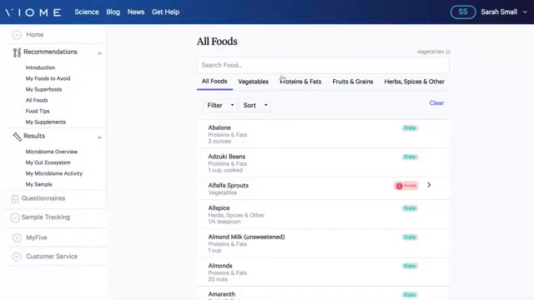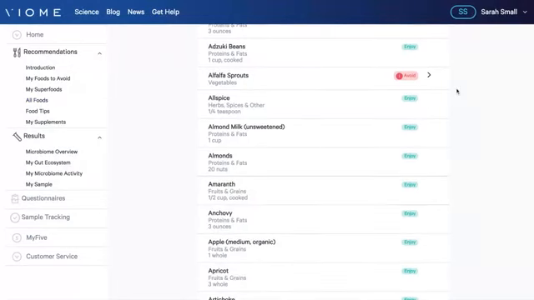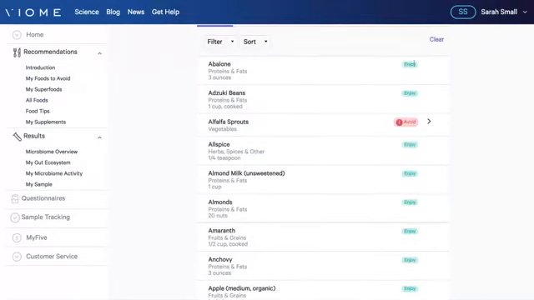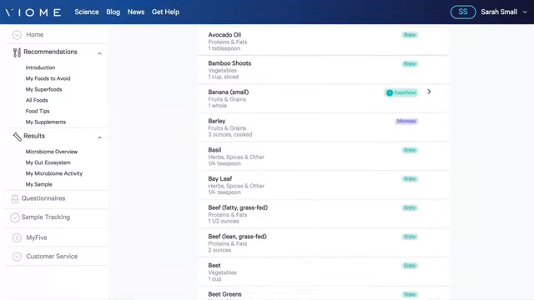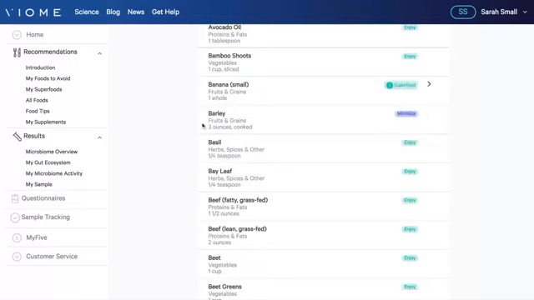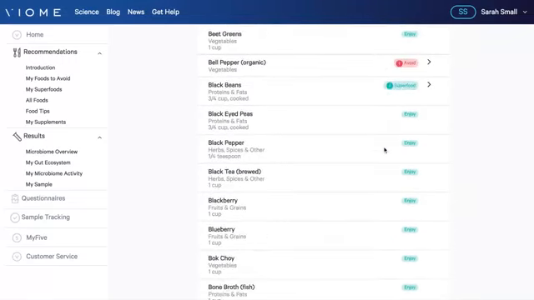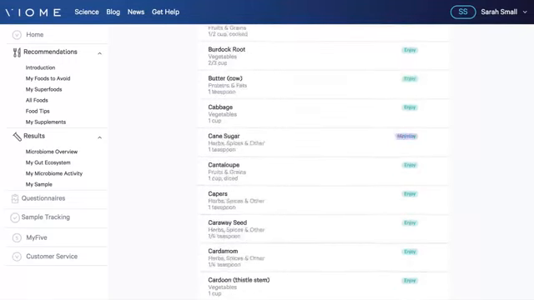Next, you can go to all foods. So this is going to really break it down into all the categories. So remember, there was enjoy, superfoods, minimize, and avoid. I have a lot of enjoys, which is exciting, but I have some minimizes as well. So barley, which I do not consume. Let's see, some of my other minimizes.